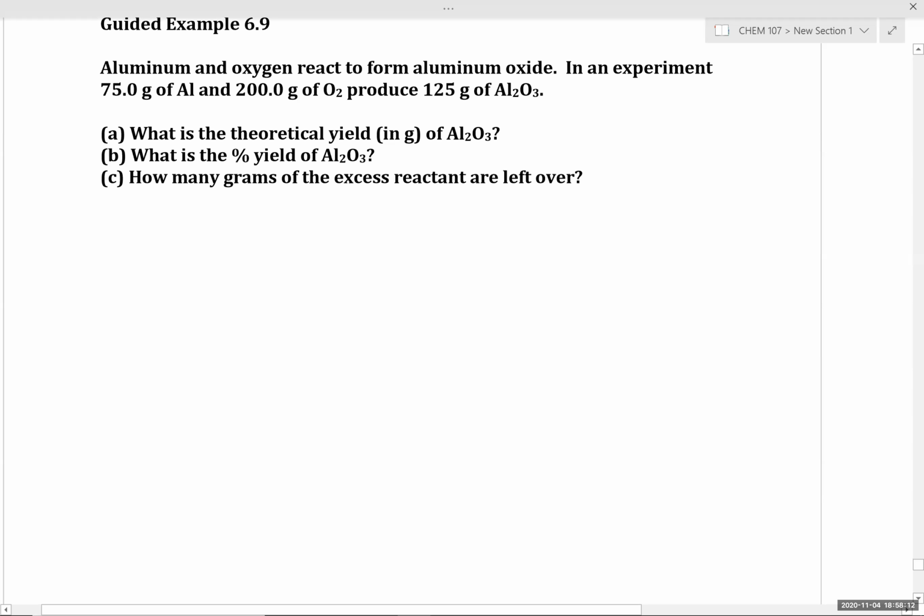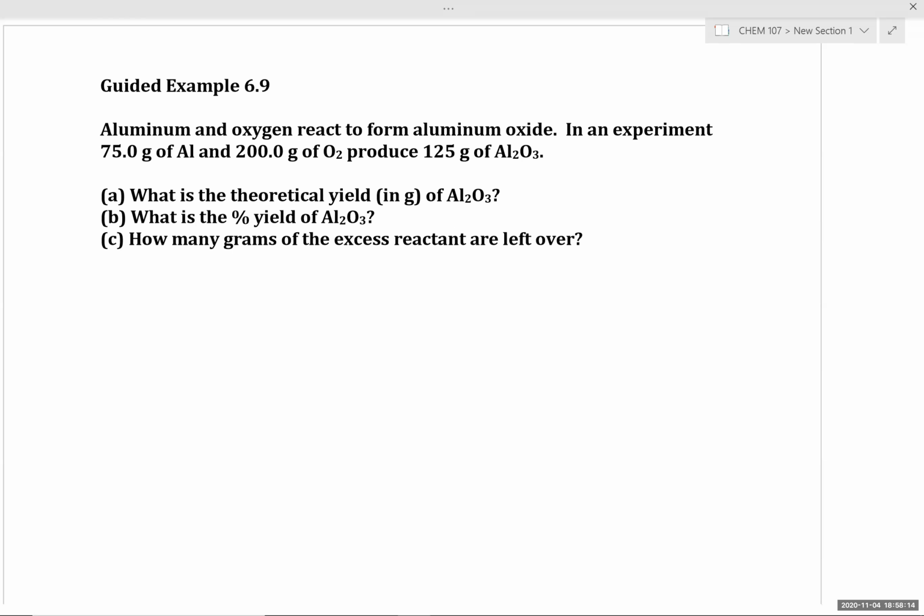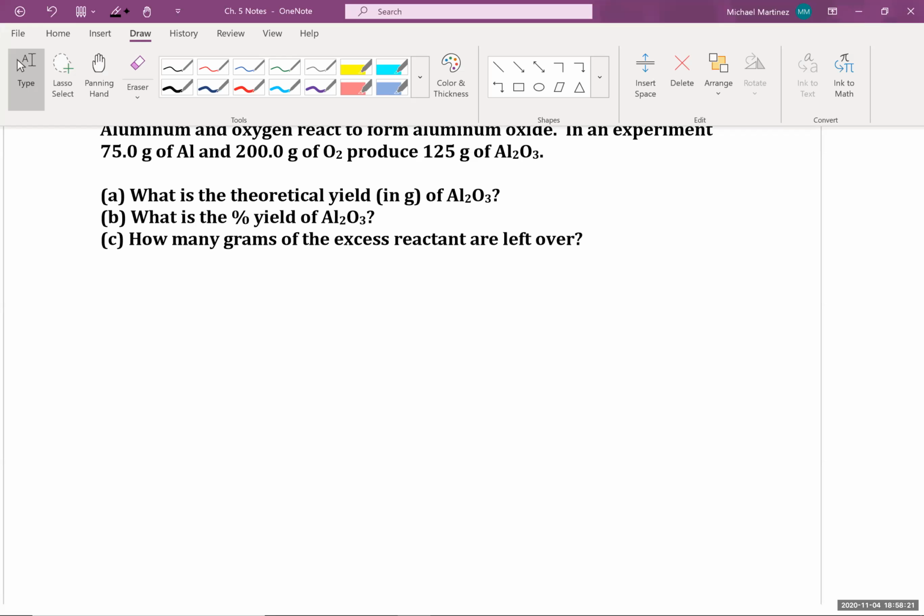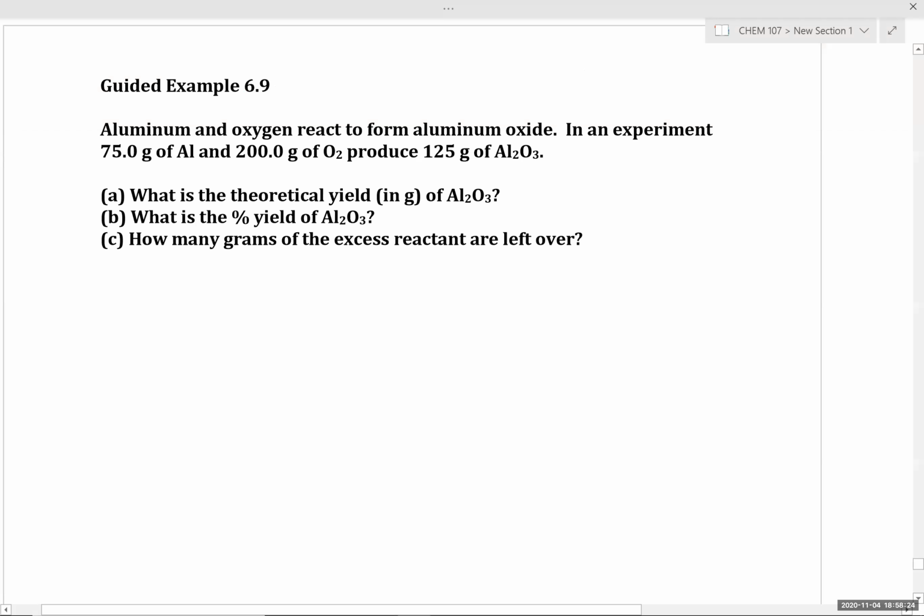Okay, so let's put this into practice on a more nuanced example. In this problem, we're given that aluminum and oxygen react to form aluminum oxide. In this experiment, 75 grams of aluminum and 200 grams of oxygen generated 125 grams of aluminum oxide. So the amount that we isolate from the reaction is known as the isolated yield.